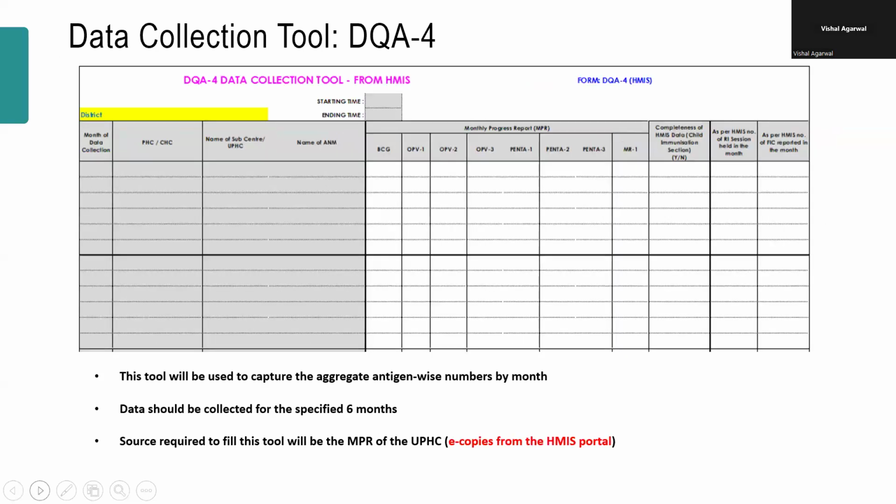So again, this is the replica of DQA tool 3. The only difference is that we can use this tool for HMIS data. The data which we have downloaded before the field visit from the HMIS portal, we can fill that data in this particular tool. Otherwise, this is the same as DQA 3. Next slide, please.